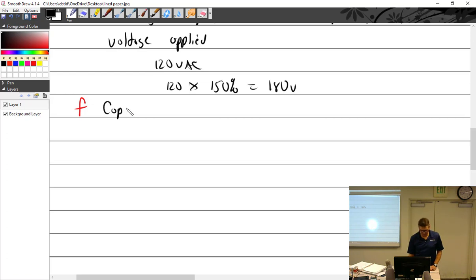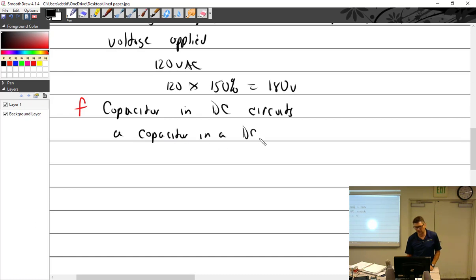Capacitors. Capacitors in DC circuits. Just like with inductors, we're going to talk about capacitors in DC circuits, and we'll take it over to AC circuits. So a capacitor in a DC series circuit will act as an open.